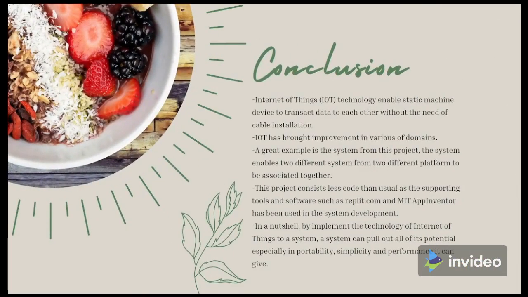In a nutshell, Internet of Things, IoT, enables static machine devices to transmit data to each other without the need for cable installation. IoT has brought improvement in various domains. A great example is the system from this project. It enables two different systems from two different platforms to be associated together. This project consists of much less code than usual, as supporting tools and software such as Rapid.com and MIT App Inventor have been used in the system development.